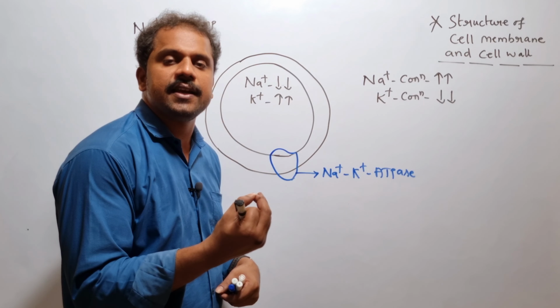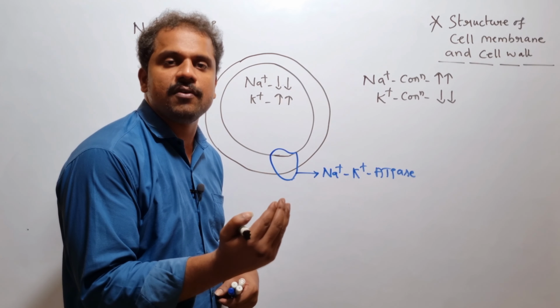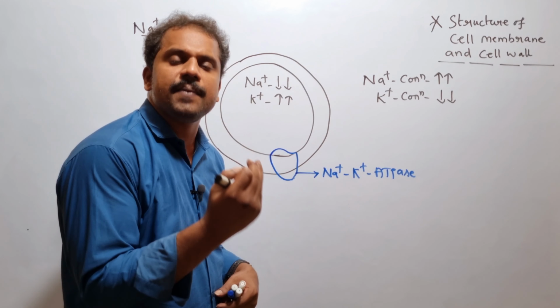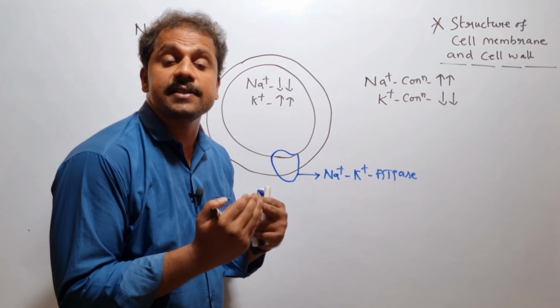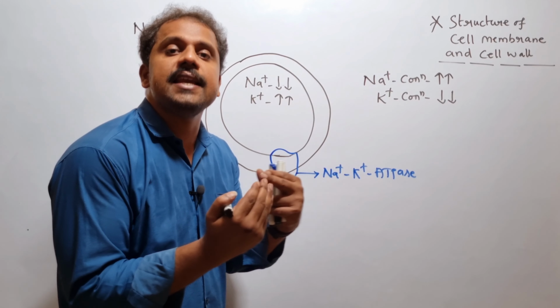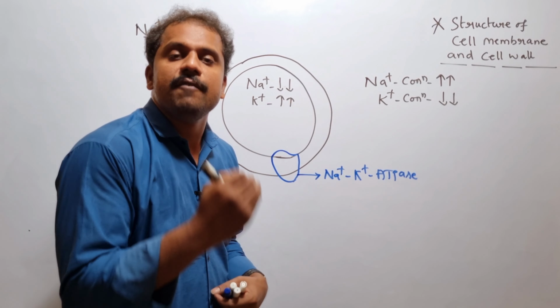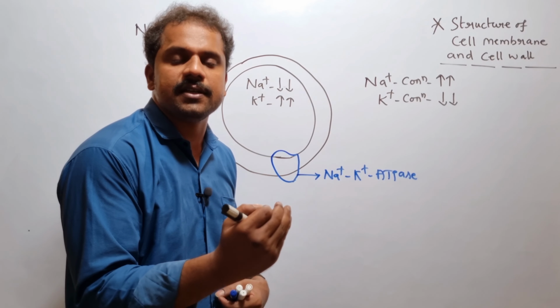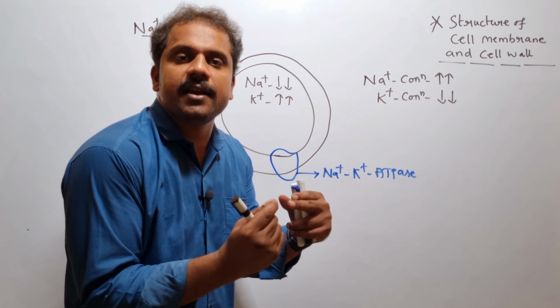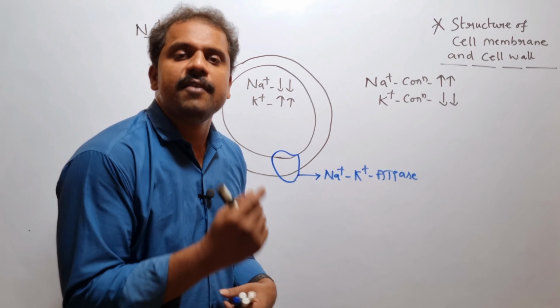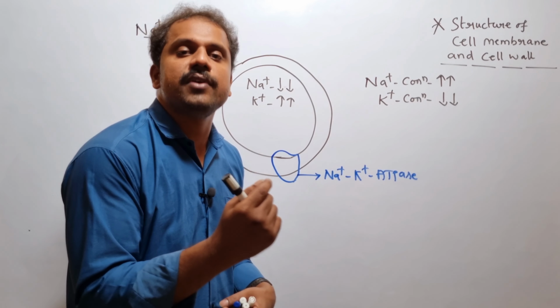So the cell membrane or plasma membrane is not only responsible for the passage of solutes along the concentration gradient, from higher concentration to lower concentration, but in addition it is also responsible for the passage of ions or electrolytes against the concentration gradient, that means from lower concentration to higher concentration. To understand this, we can take the sodium potassium pump.